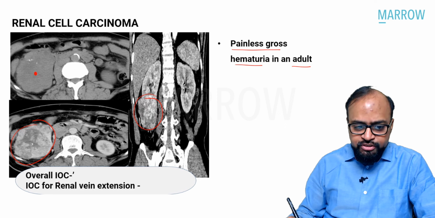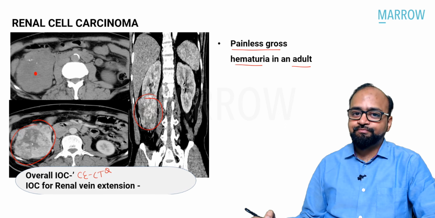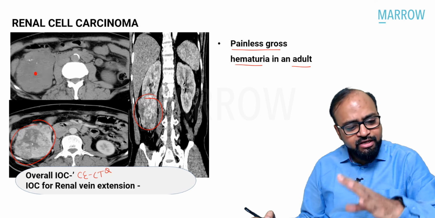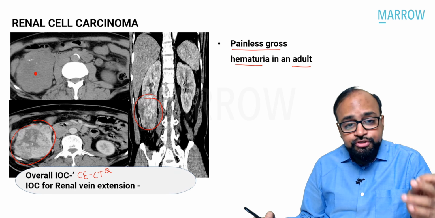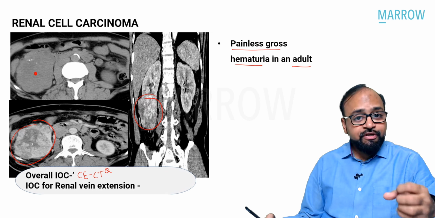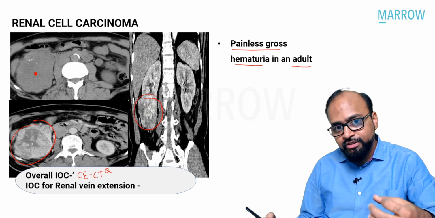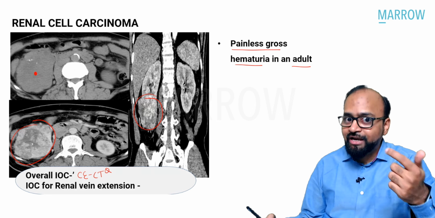What is the overall investigation of choice for renal cell cancer? It is, remember, contrast enhanced CT. Whereas if they specifically ask you the investigation of choice in a case of RCC to look for renal vein invasion, so RCC has a very peculiar method of spread, and that is it can go into the renal vein. From the renal vein, it can go into the IVC as well.